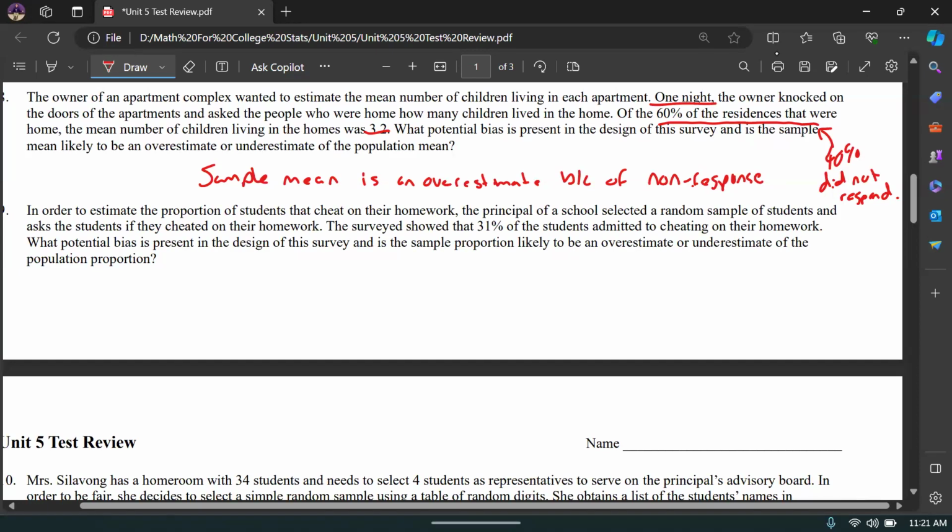What potential bias is present in the design of this survey, and is the sample proportion likely to overestimate or underestimate the population proportion? So the principal's going to people and asking them if they cheated. Of course, people are more likely to lie and say they didn't cheat when they did. So you're going to have fewer people confessing, which means that 31% is probably too low of a value. The 31% probably underestimates.